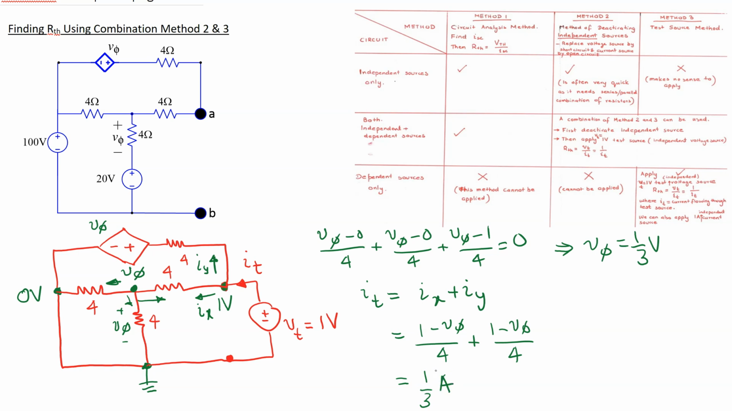And now we can substitute to find R Thevenin. So R Thevenin is VT over IT. So this is 1 over 1/3, which again comes out to 3 ohm. So this shows how to use the combination of methods 2 and 3 to find R Thevenin for a circuit containing both independent and dependent sources.